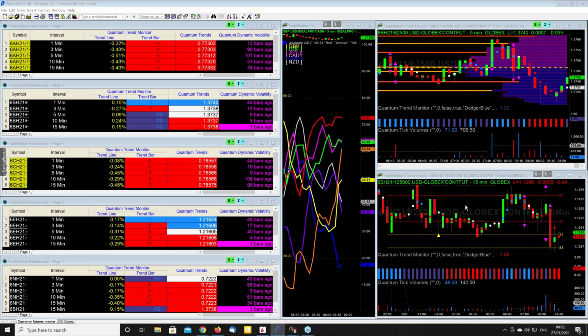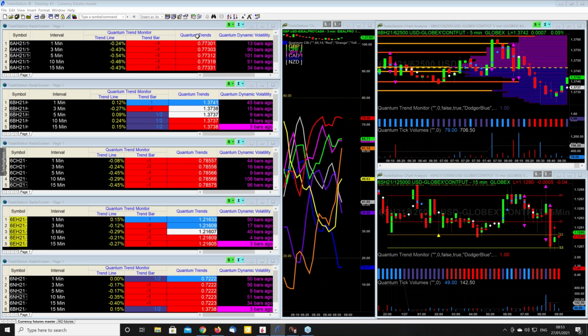Remember, on futures, what we're looking at is a pure view of the US dollar. These are all the time frames, exactly the same on each: 1, 3, 5, 10, and 15. They're all laid out in exactly the same manner. And what I've got on here is the trend monitor with the quantum trends alongside.